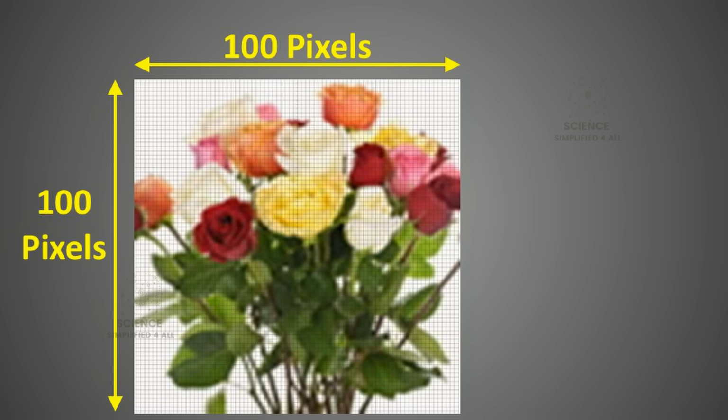Suppose we have an image that is 100 pixels wide and 100 pixels tall. That means the image has a total of 10,000 pixels. Each of those pixels can have its own color. So when storing an image, it is not enough to save only how many pixels there are. The computer must also save the color of each pixel.